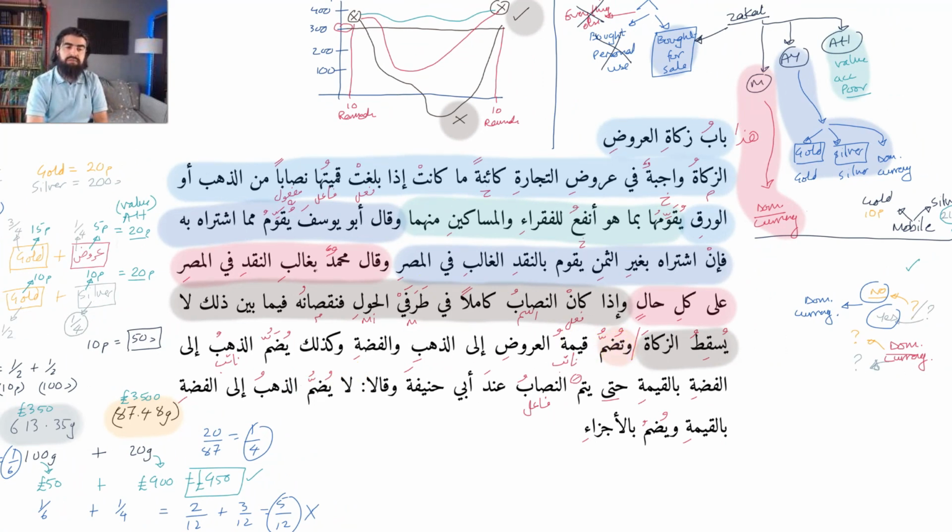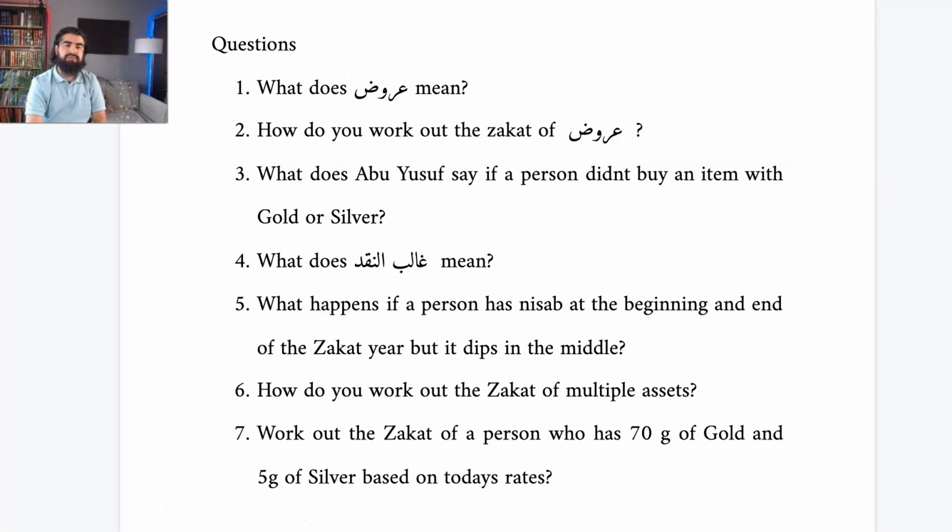وَتُضَمُّ قِيمَةُ الْأُرُودِ, the value of the urud will be joined or added to the gold, والفضة, and silver. وَكَذَلِكَ, likewise, يُضَمُّ الذهب, the gold will be added to the silver, بالقيمة, according to value, حتى, until the nisab is complete, according to Abu Hanifa. وقال, and the two sahibain say, لا يضم الذهب, the gold will not be added to the silver, بالقيمة, with value. ويضم, but it will be added with ajza, with portions. Now I can read out.